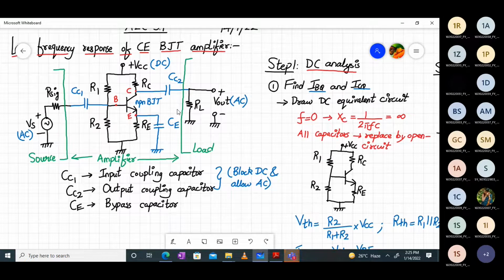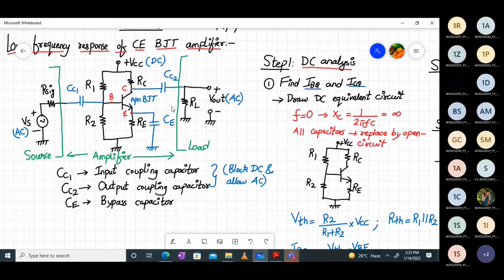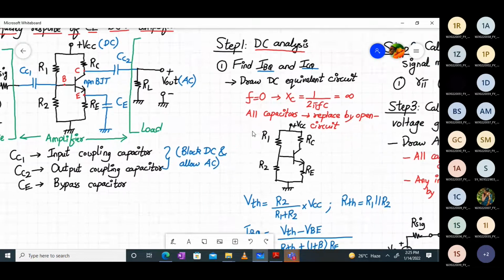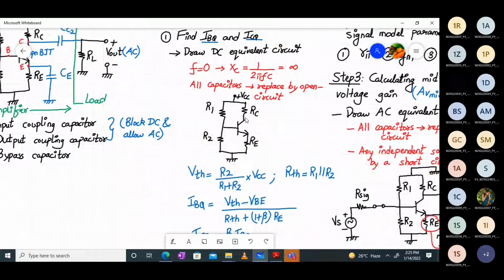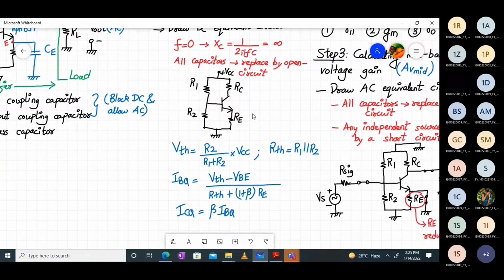Okay, CC1, CC2 and CE will be replaced by open circuit, and you will be left with this circuit over here, which you see in front of your screens: R1, R2, RC, RE and that BJT with the supply voltage VCC. Now you know how to calculate IBQ and ICQ.